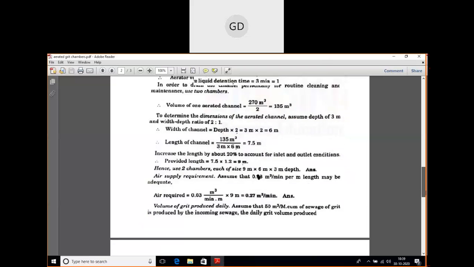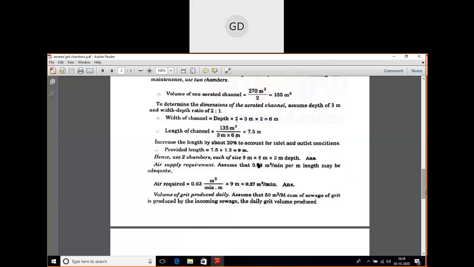Okay, so now since it is an aerated chamber or aerated grit chamber, you have to supply air. So how much air you will be supplying, in the question it is not mentioned. So in the notes you will find it. It is 0.03 meter cube per minute per meter.